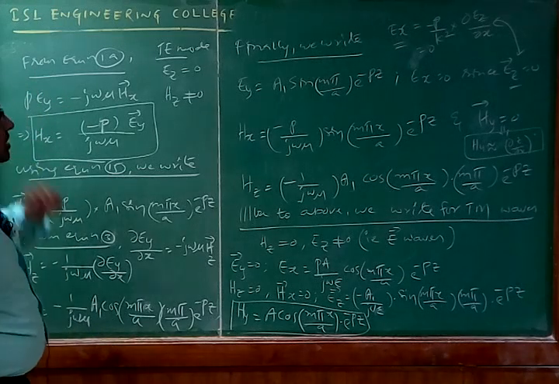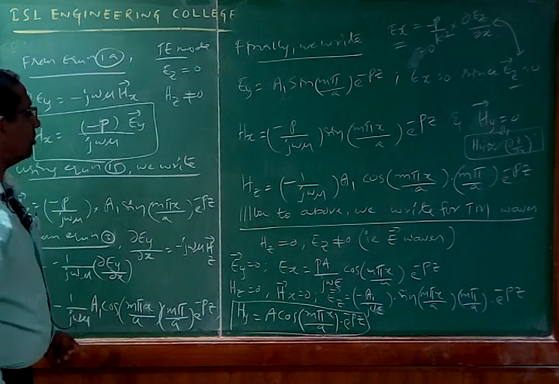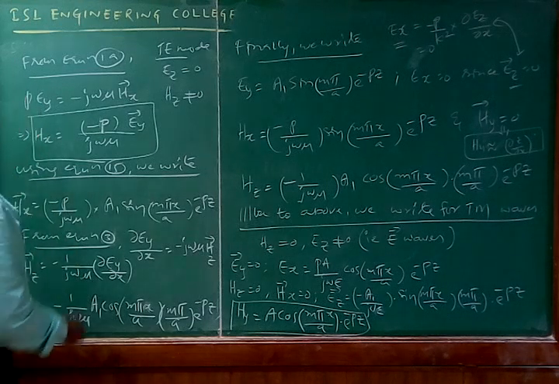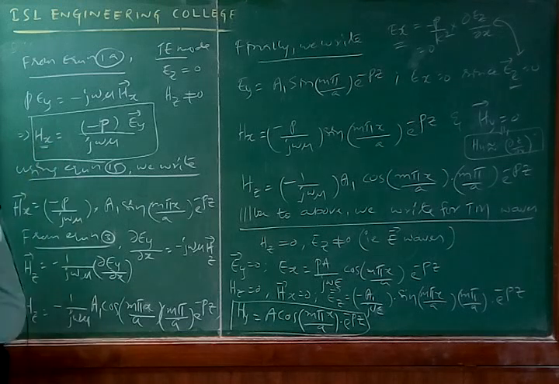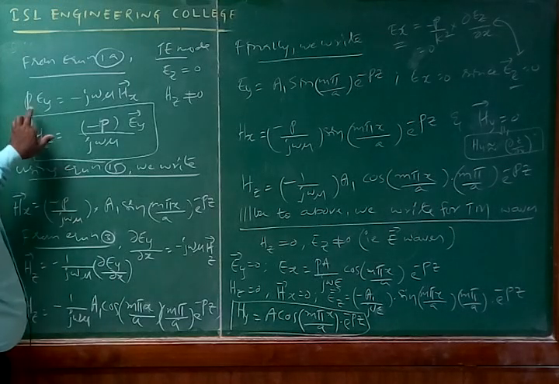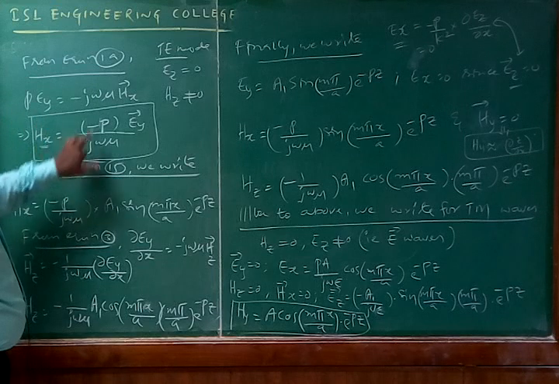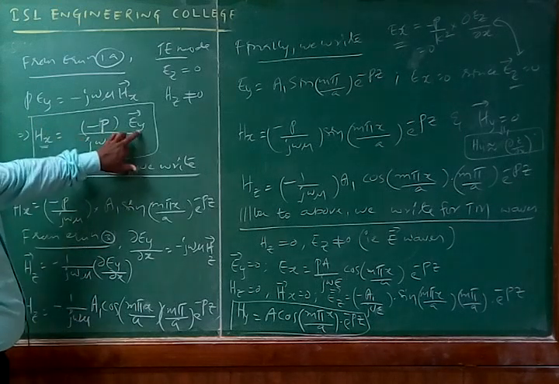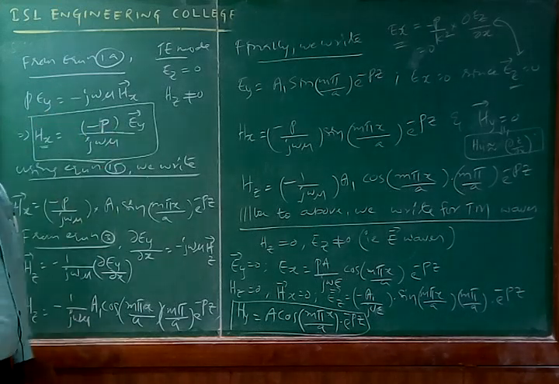H is very much important for us to get the equation. So therefore, try to get it in terms of Hx here. So Hx is equal to minus β by j omega mu into the Ey component.